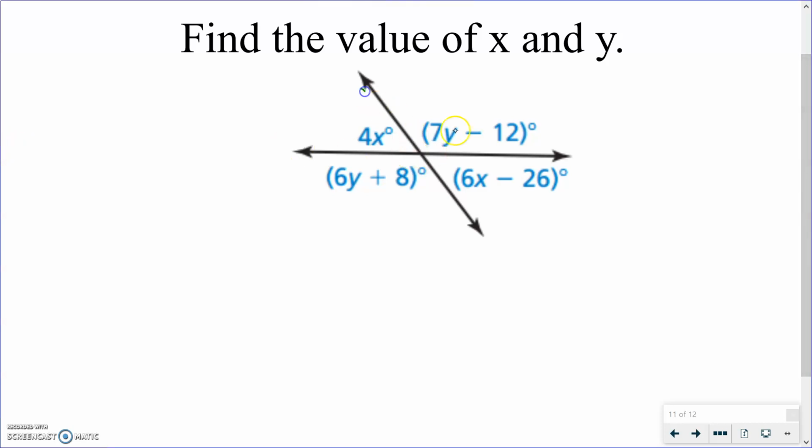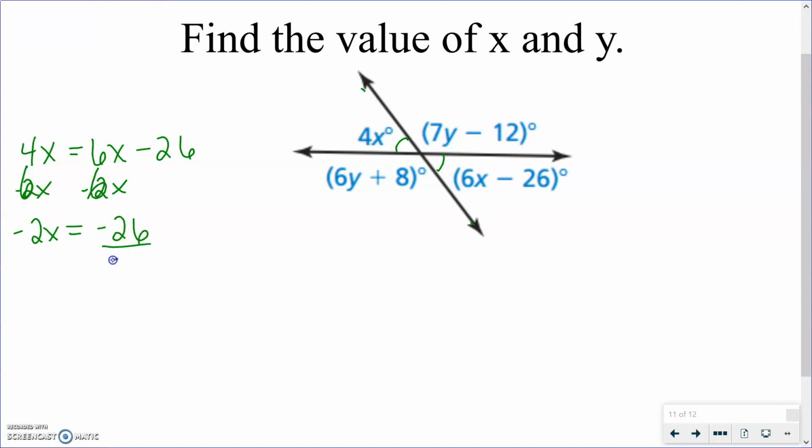And I see that 4x and 6x minus 26, these two angles here are vertical angles. So I'm going to set them equal to each other. Then I'm just going to solve this equation. Oops, minus 6x, not 2x. And then I get negative 2x is equal to negative 26. Divide both sides by negative 2, and I get x is 13.